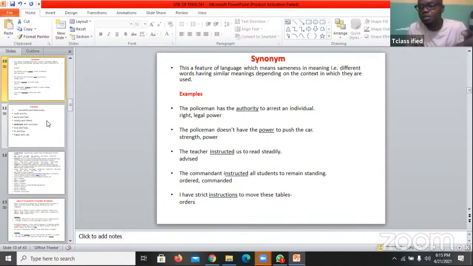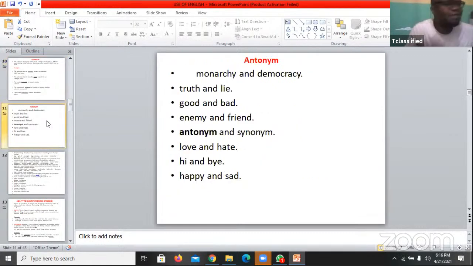Such legal terms could come out in your test. You can use terms from animals, military terms, and medical terms. So you have to be enlightened and knowledgeable in all these areas of life. So let's look at the second thing that we have today, antonym.